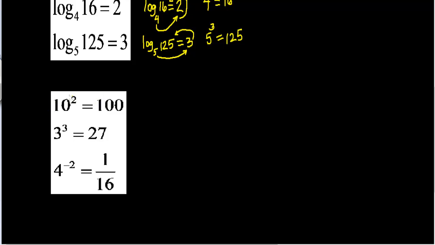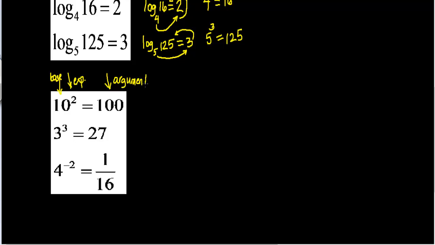So notice this is my exponent, 2. I have my base, 10, and this is my argument. Let's label these. The 10, that's your base. The 2, that's your exponent. And this is your argument.